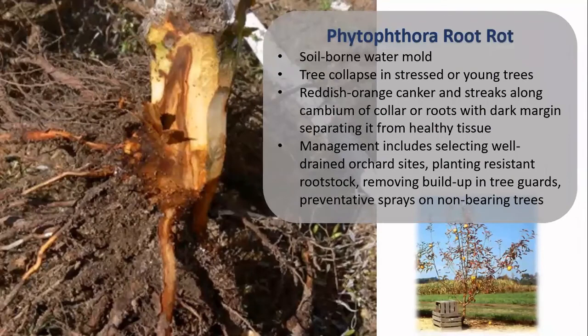So the first imposter is Phytophthora root rot. So this is actually a soil-borne water mold. So it lives within the soil and affects the roots of the tree, and it can cause tree collapse in stressed or young trees. Healthy, strong, well-established trees often do not experience any symptoms. It's when you're dealing with newly planted trees or any trees that are undergoing some kind of environmental stress or nutritional stress will experience infection. So symptoms are often these reddish orange cankers that can occur at the roots and along the crown. The margins are very distinct between that unhealthy and healthy tissue.